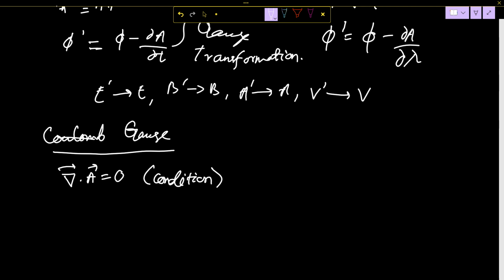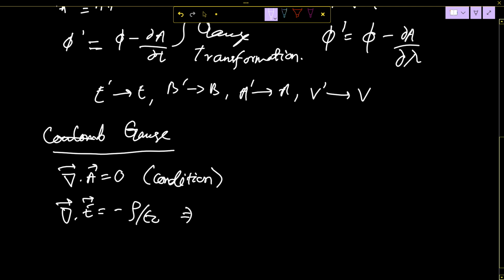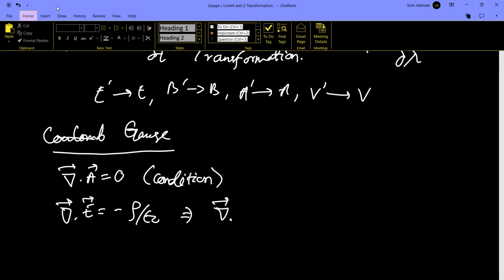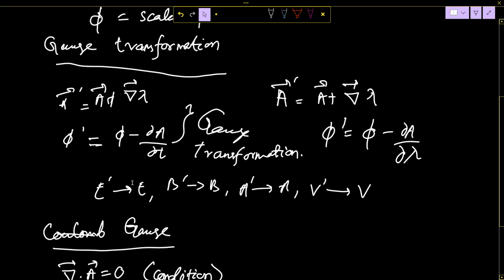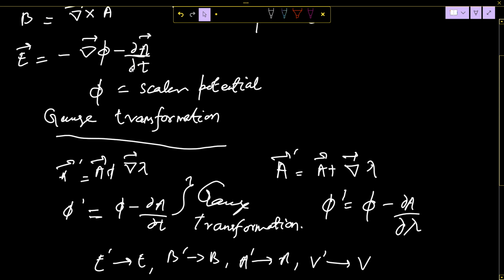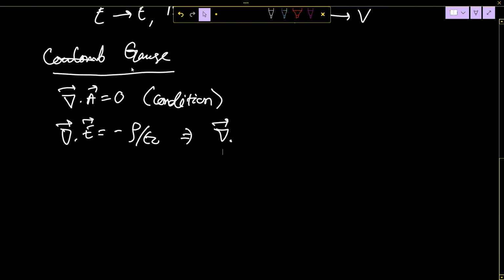Coulomb gauge. So del dot E, we know what? We know del dot E is equal to rho by epsilon naught. Okay. So what is E? If you go up, E is your minus del phi minus del A by del T. So we put it here.